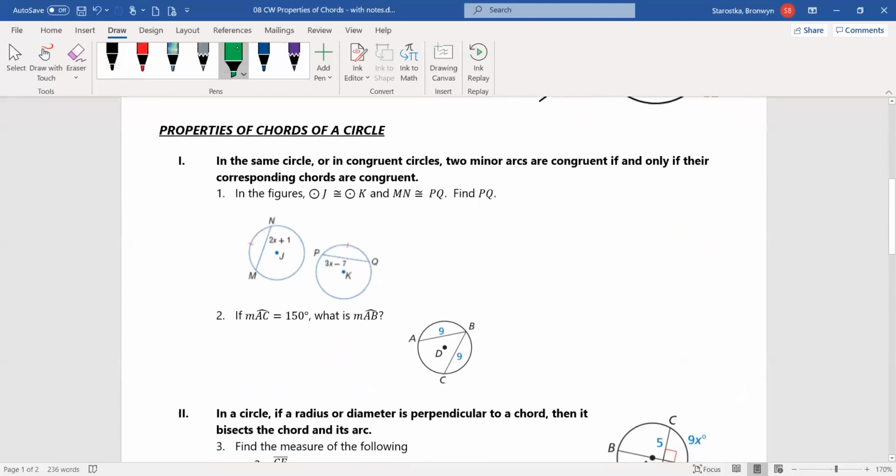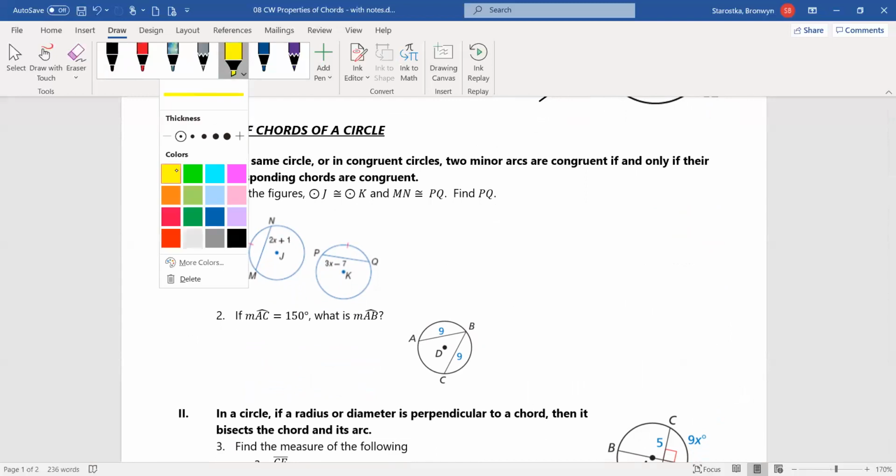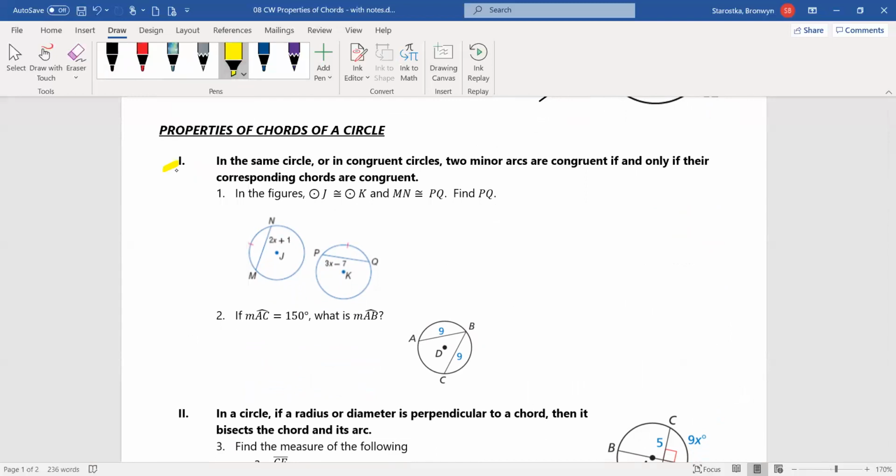All right, properties of chords of a circle. The first property is right here. In the same circle or in congruent circles, 2 minor arcs are congruent if and only if their corresponding chords are congruent. So we've got the arcs congruent, which means the chords are congruent. This property goes either direction. It's true either way.